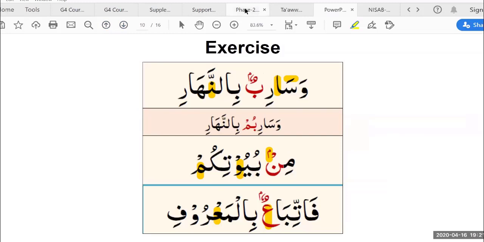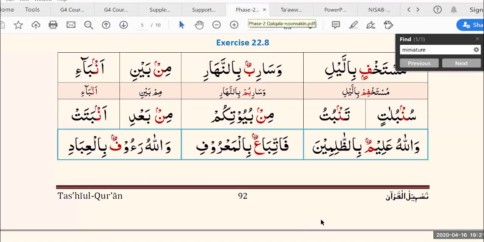Okay. Can we pick the next student? Yes. L281. L281. Assalamualaikum. Walaikum assalam wa rahmatullah. L281. Can you go through? Let me highlight.